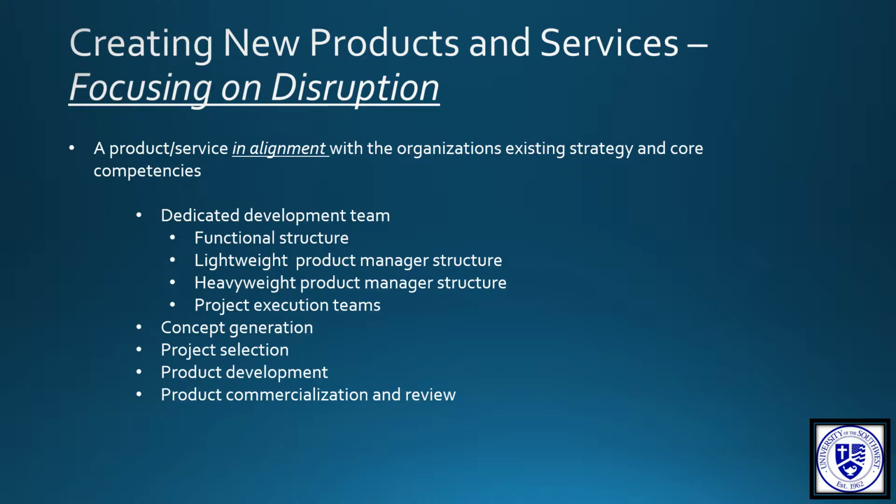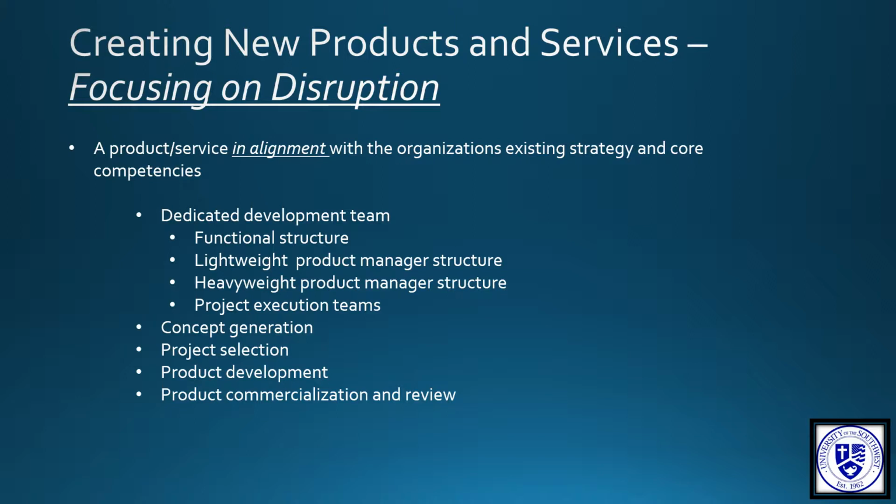So when we talk about these disruptive or radical innovations, we're going to be looking at those through the lens of how do we create those, how do we implement these innovative strategies in a way that allows us to create those products and services that are disruptive. And so we can even subcategorize the methods for creating these new products and services into two categories. We can either create a product or service that is in alignment with our existing strategy and our existing core competencies of the organization.